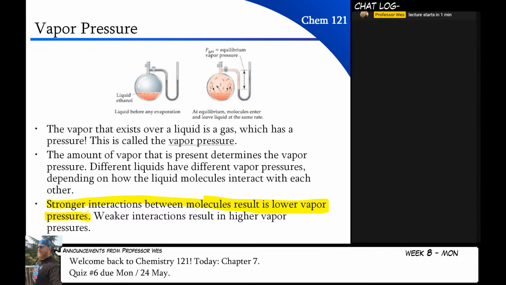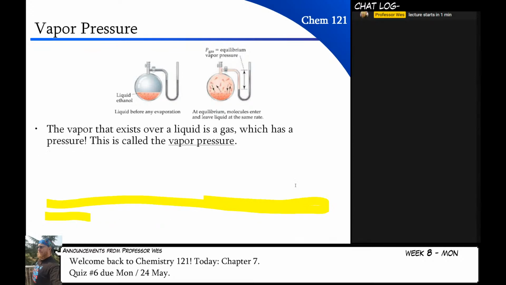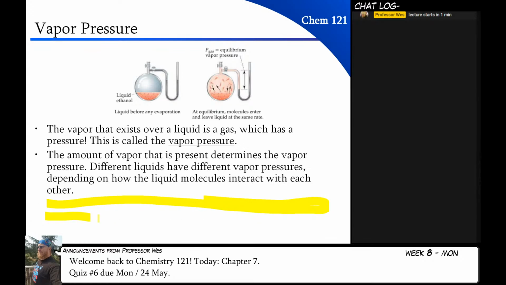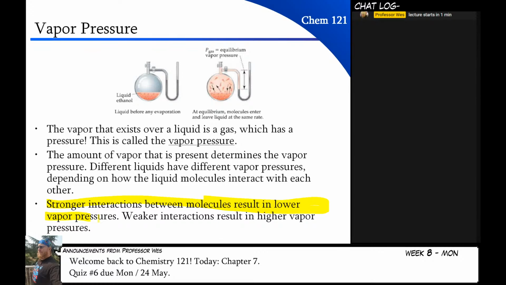I don't know why that says "is." Now that I've seen that, I can't unsee it, so I have to fix it. There we go.